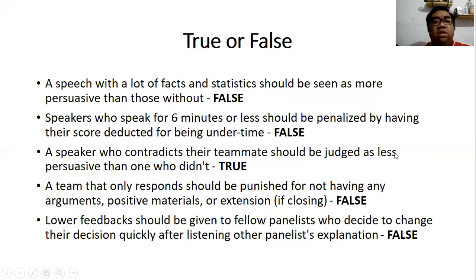Item number 7: speakers who speak for 6 minutes or less should be penalized by having their score deducted for being under time. This is false, because we are not a format that punishes people for not speaking according to the time limit. It is entirely possible for someone who only spoke for 4 minutes to have a higher score than someone who spoke for a full 7 minutes, because what matters is the content.